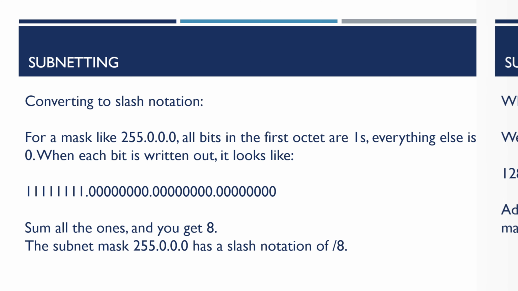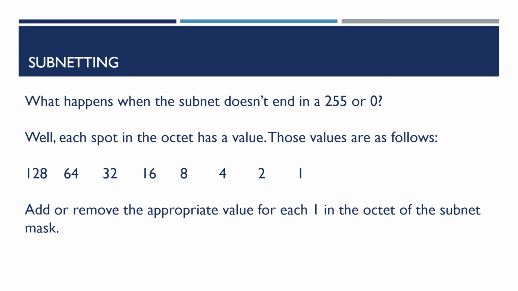Well, that's fine and good, but what happens when a subnet doesn't end in a 255 or a 0? Well, each spot, each bit in that octet, has a specific value assigned. Those values are as follows. Starting from the right, it's a 1, and it doubles. Starting on the left, it's 128, and it cuts in half. This is the same conversion method for converting a standard IP address. It does not only apply to subnet masks, but it does apply to any IP address whatsoever.